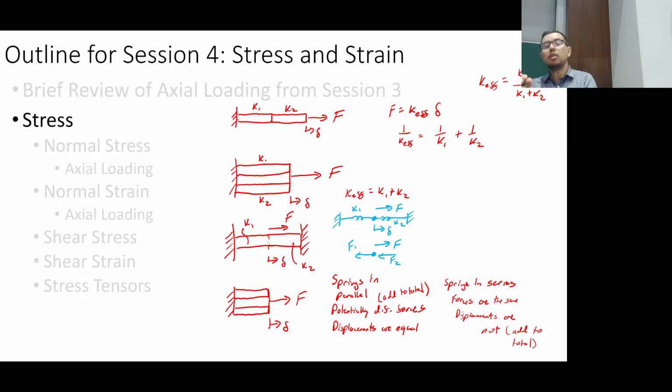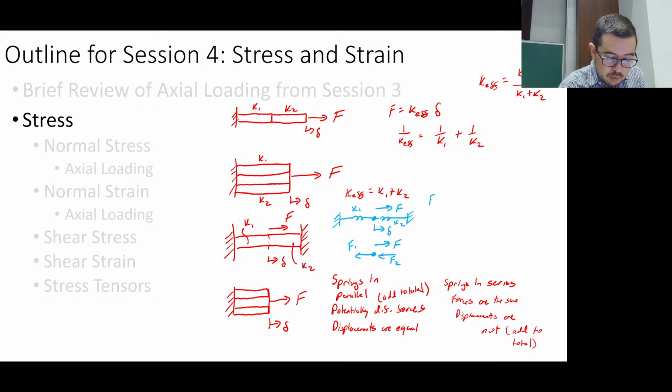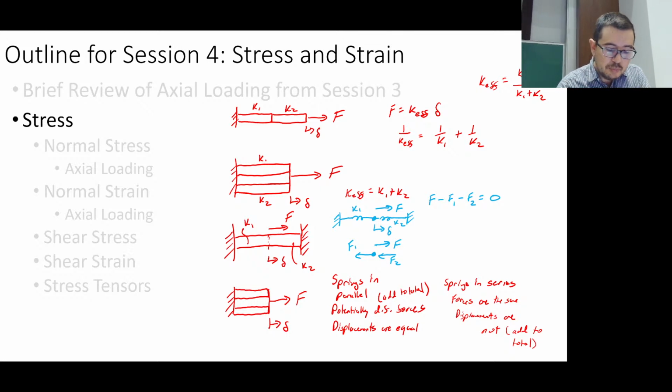So at that node, it's almost like we're doing a truss. We're looking at the equilibrium there, and if I say that right is positive, I'll have F minus F1 minus F2 is equal to 0 using equilibrium. And then, what about the displacements? And why am I doing this? Well, I'm doing this because I have these constitutive relationships where F1 equals K1 delta 1, and F2 equals K2 delta 2.